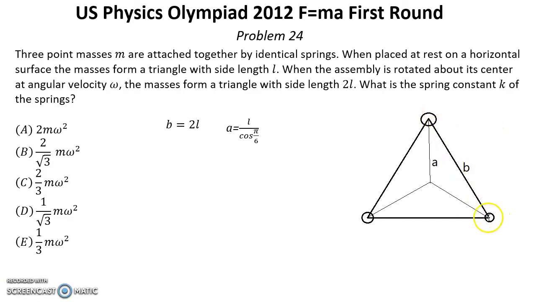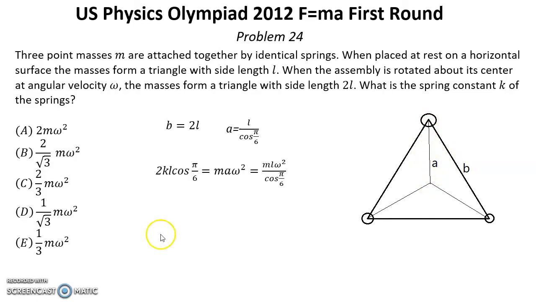Because all springs are stretched by distance L, the force of tension in each spring equals KL. This force is directed in this direction, and for each mass we have a total force composed from two forces. We need to find the projection of these two forces on the direction of this A part, which is 2KL multiplied by cosine 30 degrees or pi over 6.